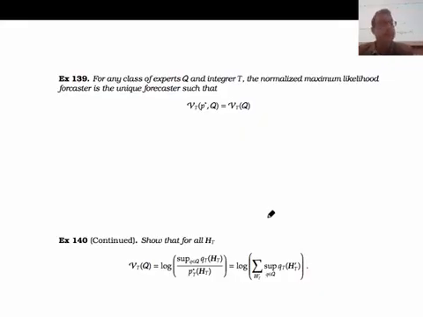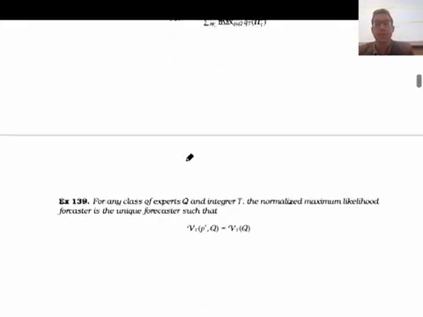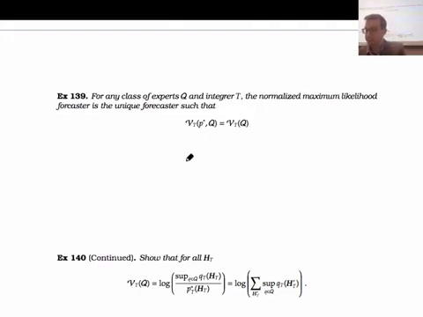Okay, so let's go about proving that. The main result we're going to prove is that this achieves the minimax regret. And the proof isn't too hard. What we're going to show is that for any class of experts, Q, and integer t, the normalized maximum likelihood forecaster is the unique forecaster such that its worst case regret is equal to the minimax regret. So the worst thing that can happen to that forecaster is you achieve the optimal.